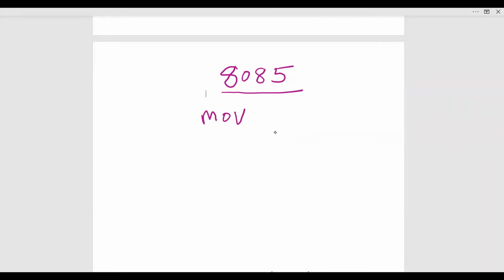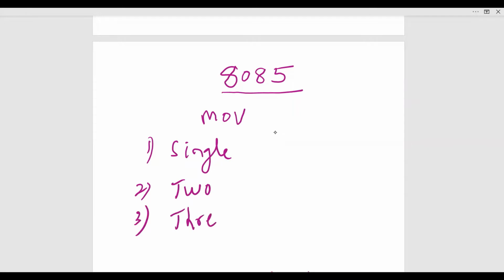And instructions are classified into three types. One is the single byte instruction, next is the 2-byte instruction, and then the 3-byte instruction. That means single byte instructions occupy a single byte of memory when we upload the program, some instructions are 2 bytes, they occupy 2 memory locations, and some are 3-byte instructions.